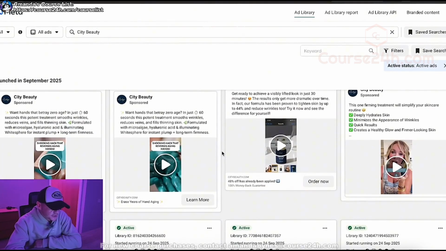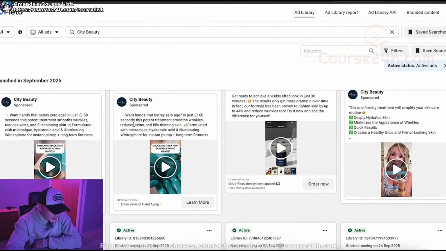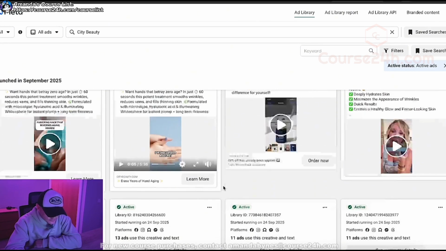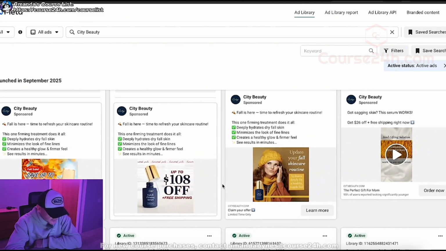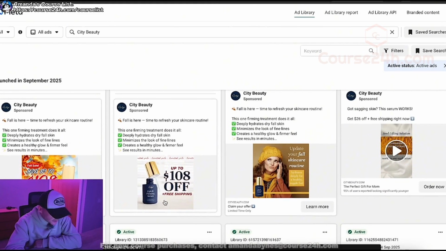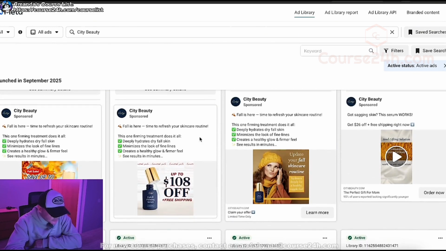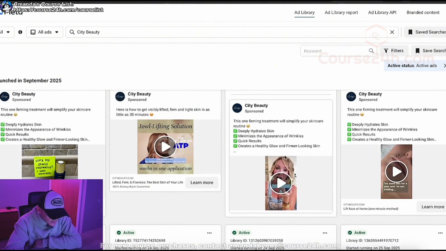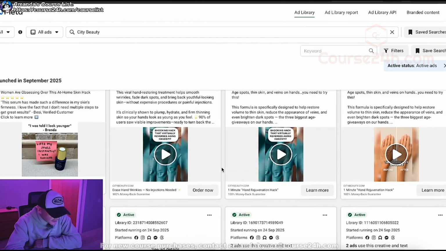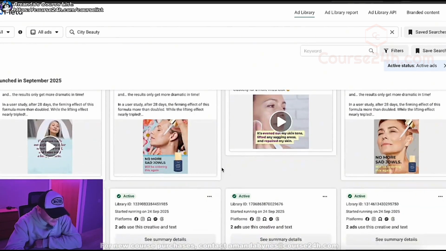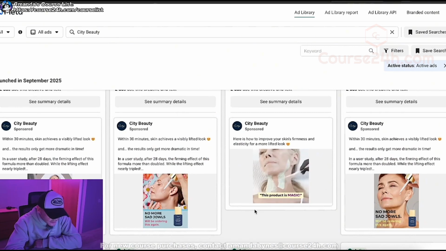So let's look at these guys first, actually. City Beauty. Wet hands that betray you. What's this? Ladies, I've discovered a secret. So we want to try and find the product. Uplifting Firming Serum. This is going to be the one, right? Let's see this. Okay. I don't like that. Where are we going to... This product is magic.